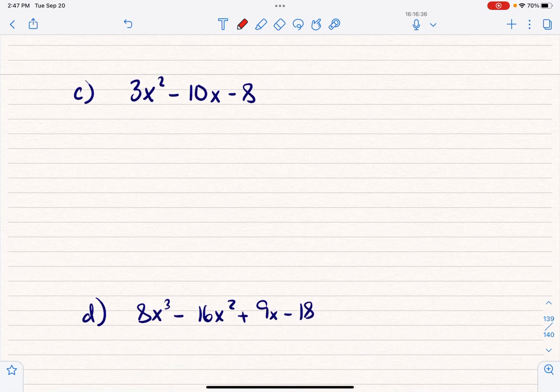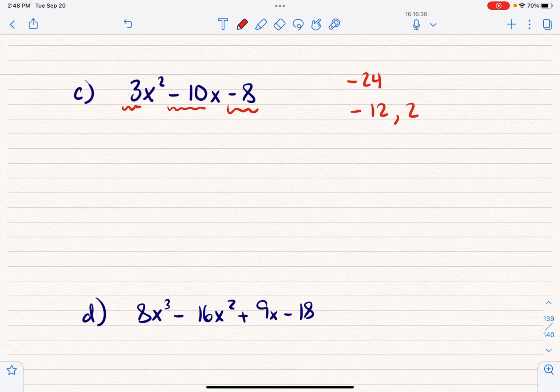Next one. Now, this is the same kind of problem. But the only difference is you always have to multiply the first and last terms, which gets me negative 24. And now that's the number that I need two numbers to multiply to, but then also add to get negative 10. And let's see here. Negative 10, I'm going to go that is negative 12 and positive 2.